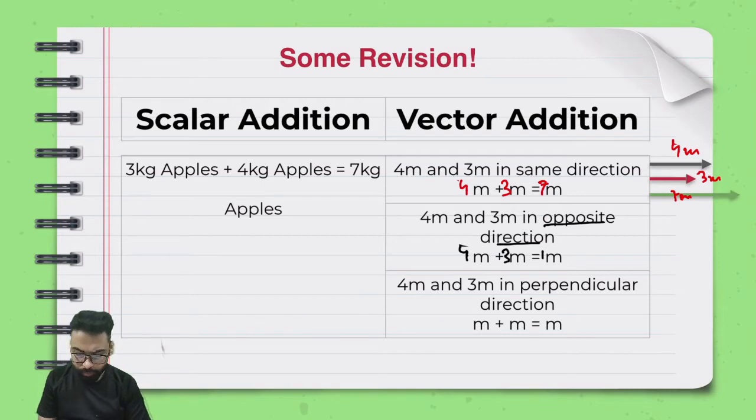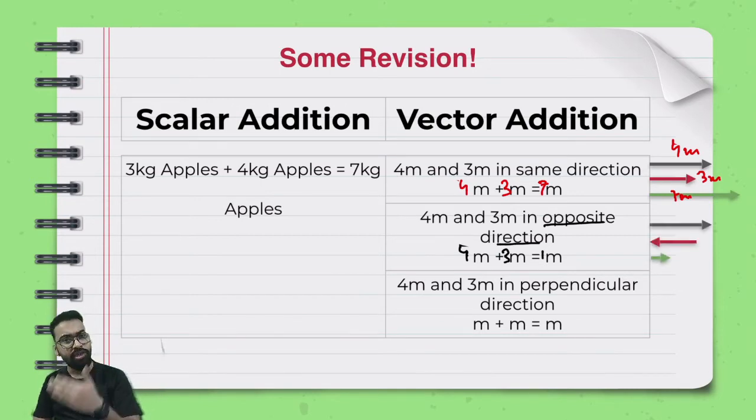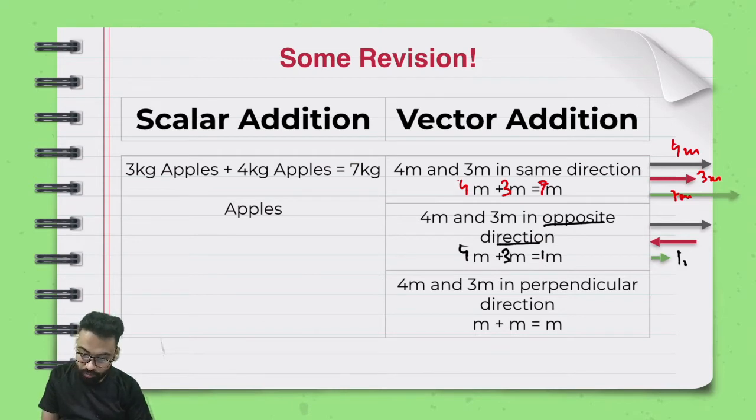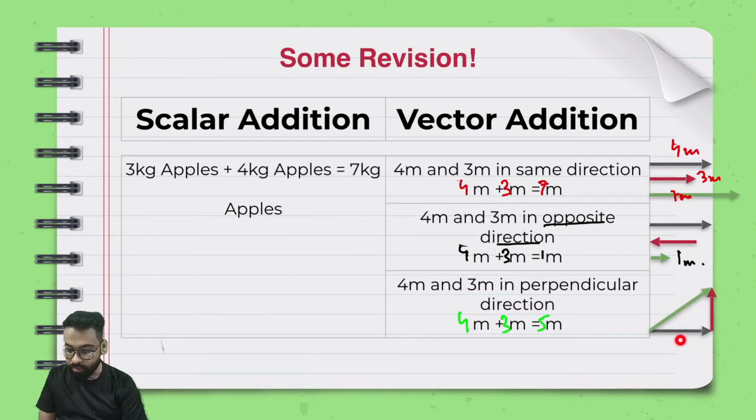How? I hope you did this earlier. 4 meter towards the right and 3 meter towards the left. The net resultant would be 1 meter towards the right, as you can see over here. And similarly, if I want to add this 4 and 3 meter in perpendicular directions, I can also get 5. If I add these two vectors, 4 meter and 3 meter, such that they are perpendicular, this gives 5 meter.